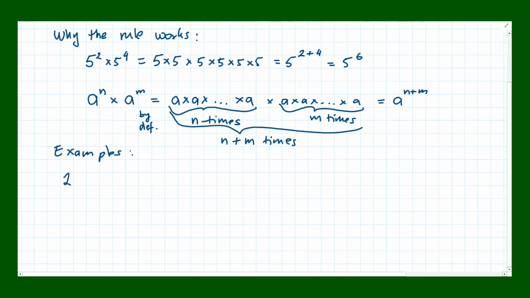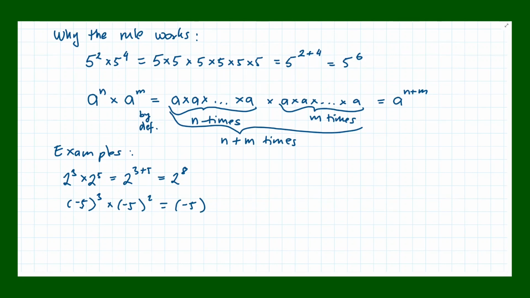So I've got 2 cubed, and I need to multiply that by 2 to the 5th. So altogether, that's going to be 2 to the 3 plus 5, which is basically just 2 to the 8th. The next one, negative 5 cubed multiplied by negative 5 squared. Right, so what we're going to have is negative 5 to the 3 plus 2, which makes it negative 5 to the 5th.